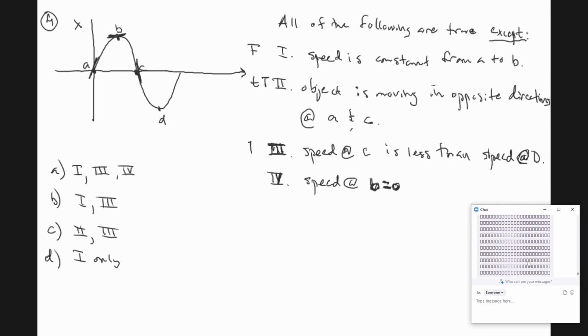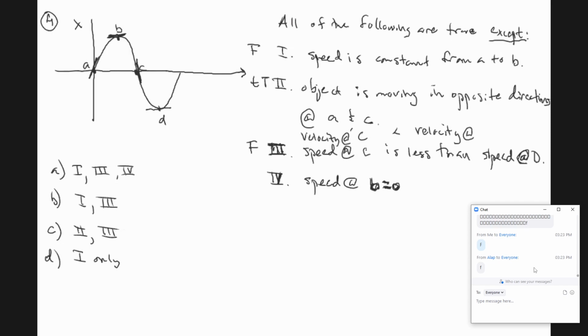Is a false statement. Speed is what? We're only looking at the magnitude. So one has magnitude, one has no magnitude, right? So this is a false statement. If I had said velocity at C is less than velocity at D, then that would have been a true statement. Right? Negative velocity is less than 0 velocity.